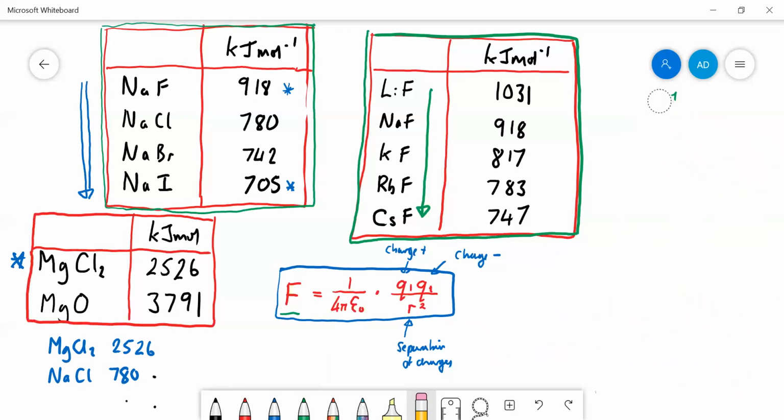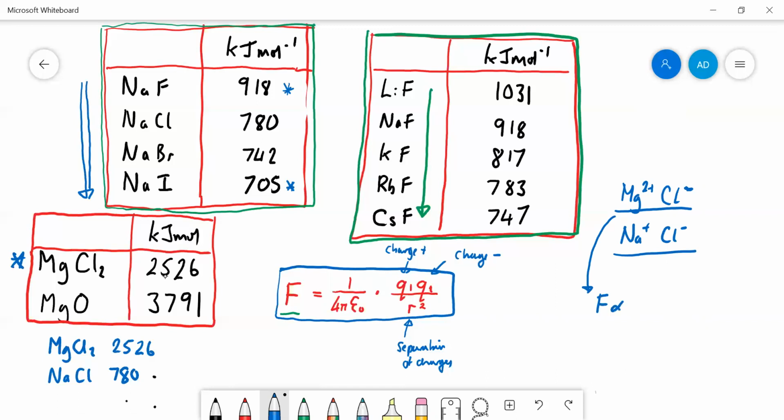The way the ions are arranged in magnesium chloride is obviously more complicated than sodium chloride because you've got 2 chlorides for every magnesium. We don't really need to worry about that, but let's think about the charges of the ions. Magnesium is Mg2+ and Cl-, whereas sodium is just 1+ and Cl-. So you can see that the force of attraction between the magnesium and the chlorine is going to be bigger, because force is proportional to Q1 Q2 over r squared.